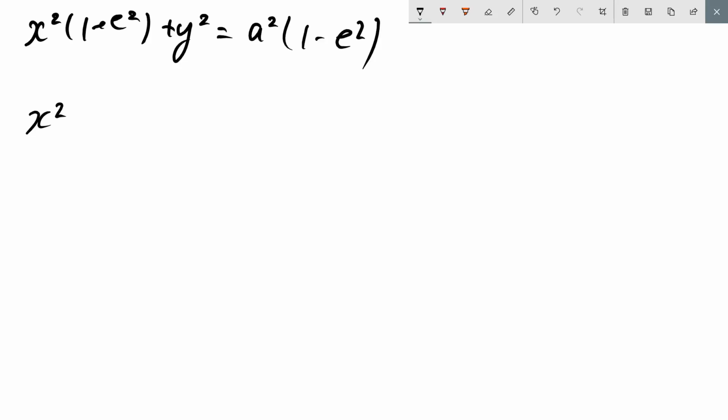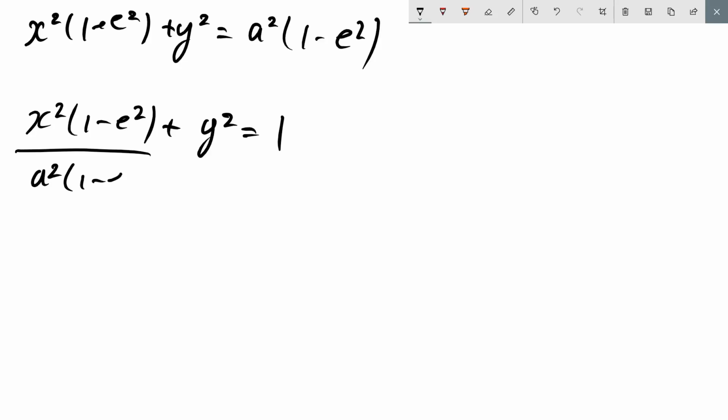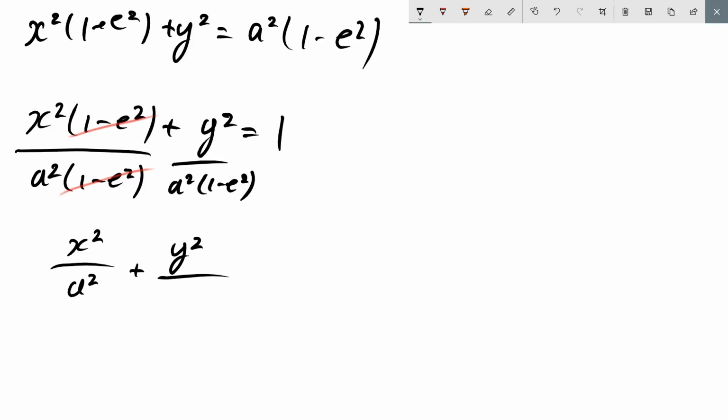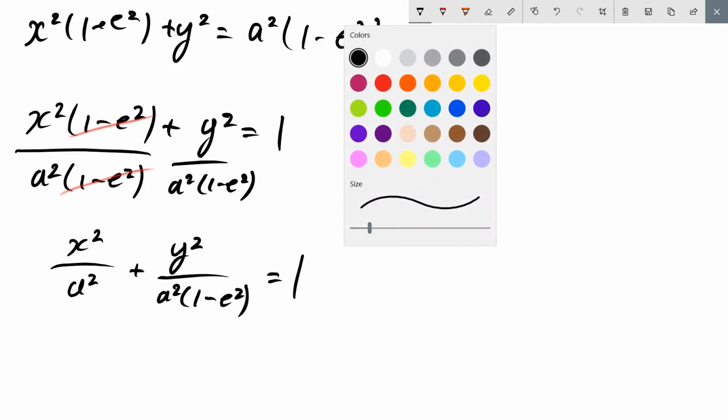So we get x squared lots of 1 minus e squared plus y squared equals 1. Divide this by a squared lots of 1 minus e squared. We have some cancelling here and here, so we are left with x squared over a squared plus y squared over a squared lots of 1 minus e squared, which equals 1. And now we can put this into our general form.